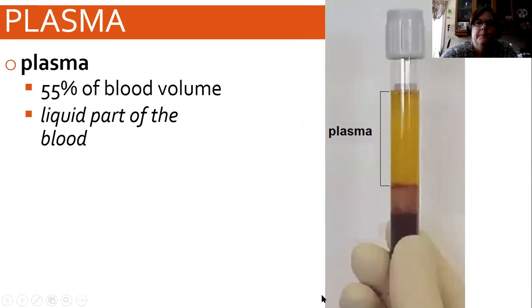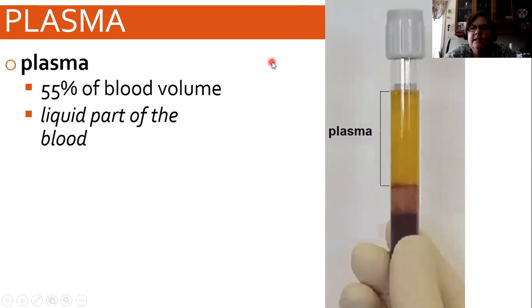Okay, plasma. So when we take a look at this image here, and I told you we'd be able to see some real life image of plasma, we see that it's not clear. Okay, it's the liquid part of our blood, but it's straw colored. Down here, we see the erythrocytes, right? That's our red blood cells, and then this is that buffy coat. That's the mixture between the platelets and the white blood cells. But here's the plasma, okay?